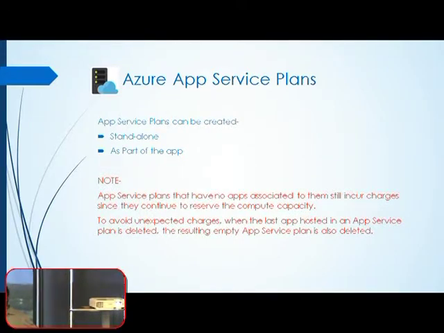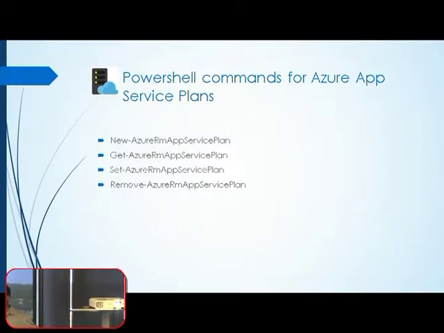As I said, we can create an app service plan standalone without creating an app inside it, or we can create it as part of an application also. But the point to be noted here is that even if we don't have an app within an app service plan, there are compute resources which are locked under that plan, and Microsoft keeps billing us for that. So it's in our best interest, if we don't have any app running in our app service plan, to go ahead and delete that app service plan to avoid getting any unexpected charges.